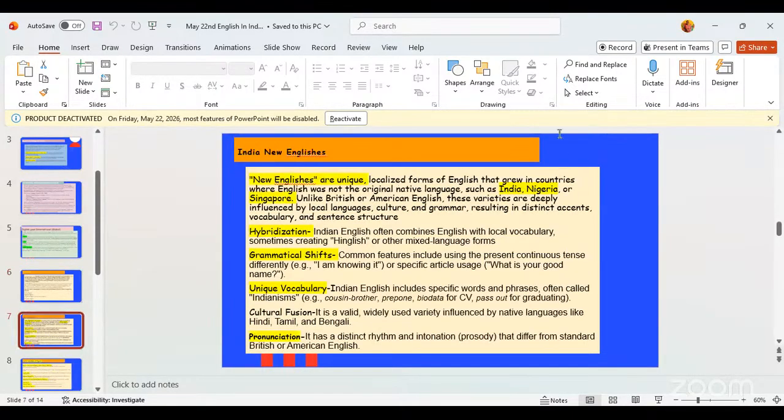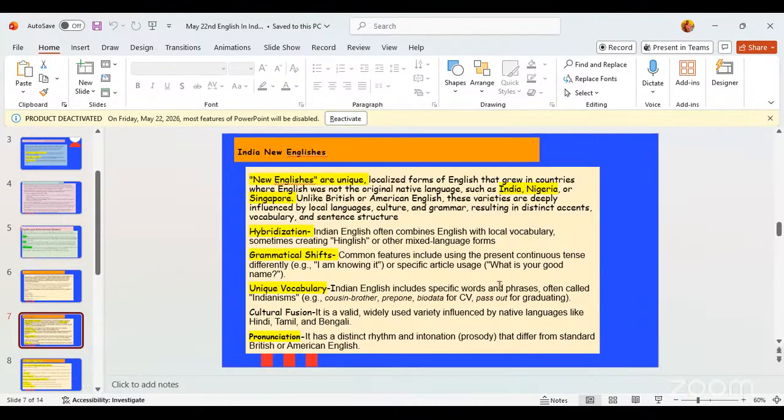Now let's go to the next slide, which is on Indian English, one of the new Englishes which have come into existence. New Englishes are unique localized forms of English that grew in countries where English was not the original native language, such as India, Nigeria, Indonesia, Pakistan, and Singapore. Unlike British or American English, these varieties are deeply influenced by local languages, culture, and grammar, resulting in distinct accents, vocabulary, and sentence structure.